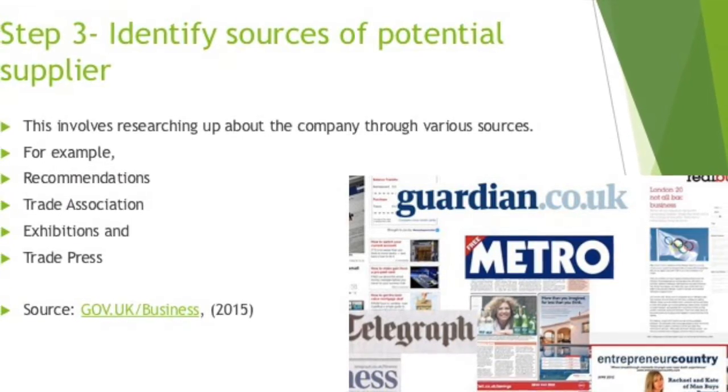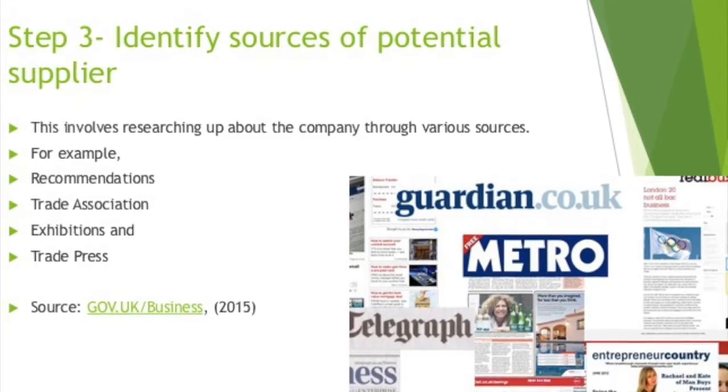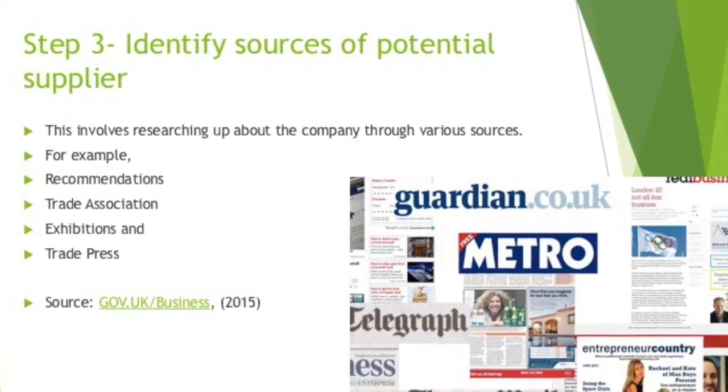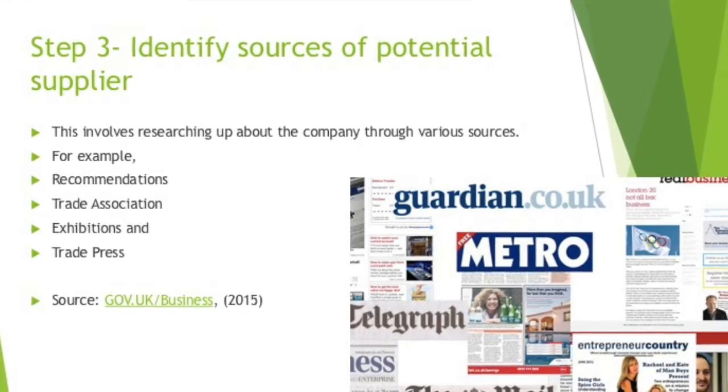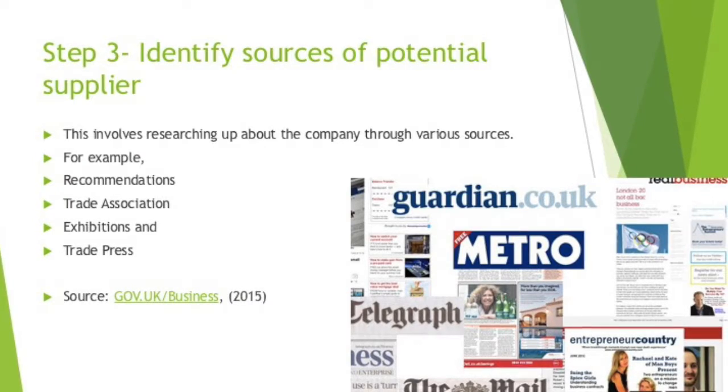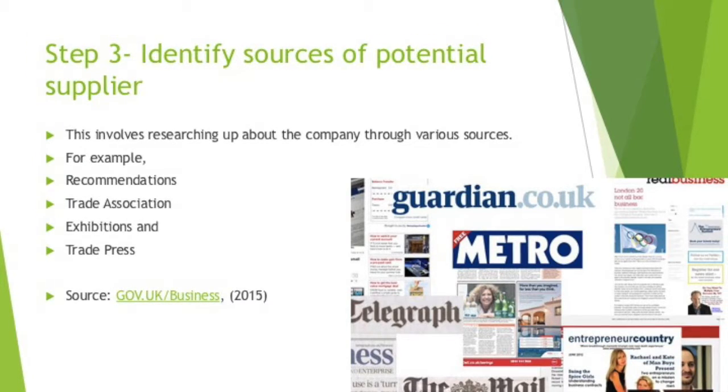The third step in the process is identifying the source of supplier potential. This can be done through various forms such as researching into the company. So this can be done through recommendations, talking to other organizations about the supplier, trade associations, so if there's specific or particular trade industry that the supplier is part of, or through trade press. So this can be done through looking at magazines and other articles about the supplier.